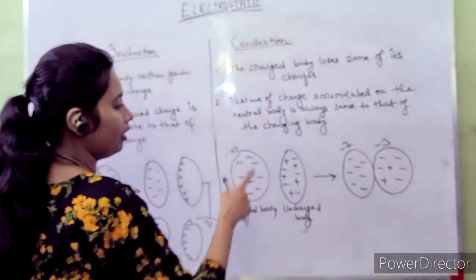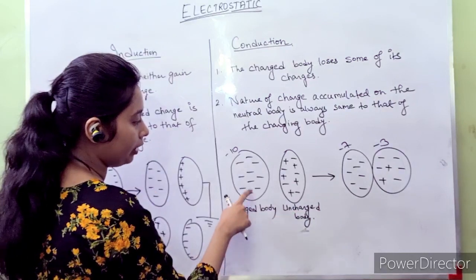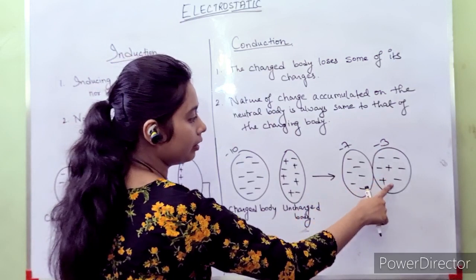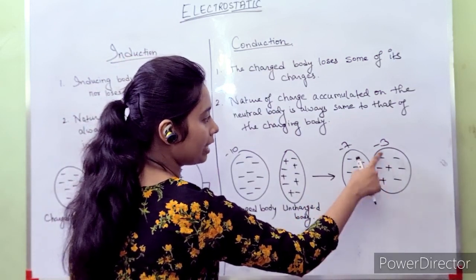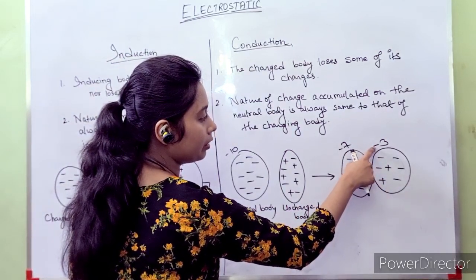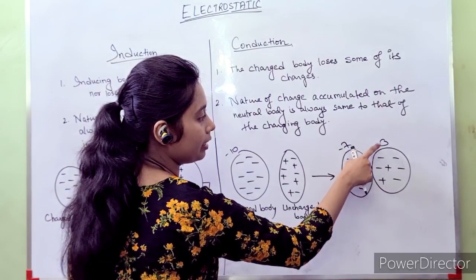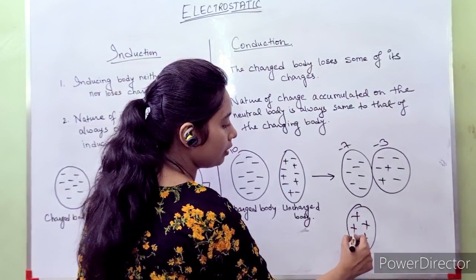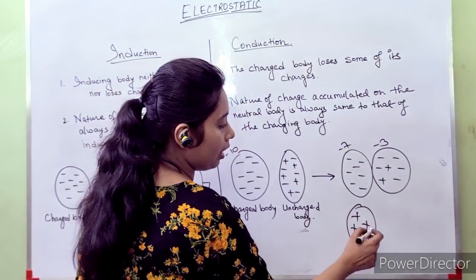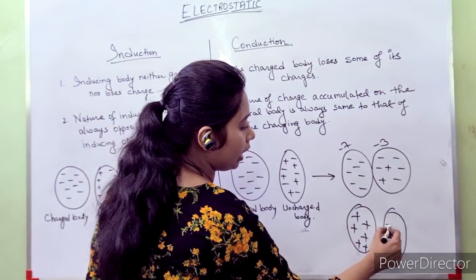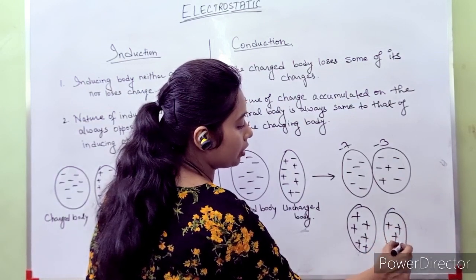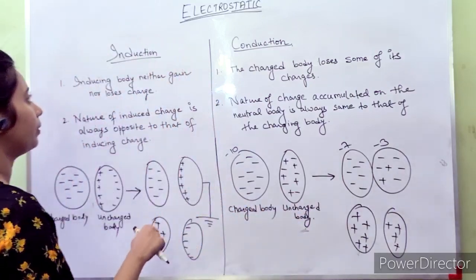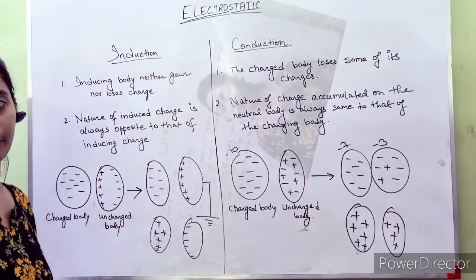But in case of conduction, the charging body is negatively charged, and after conduction even the neutral body has got the same charge. That means charge of the same polarity, that is negative. If I have taken a positive charging body, then the neutral body would have got the same charge. So this is the difference between induction and conduction.